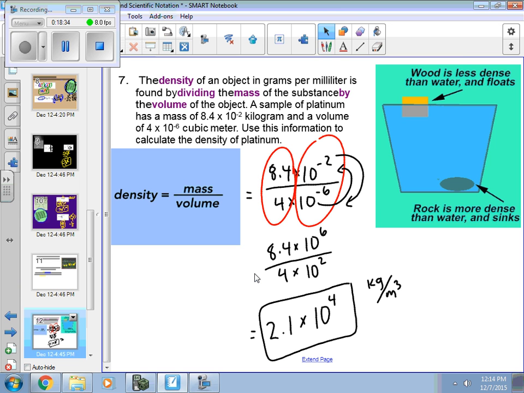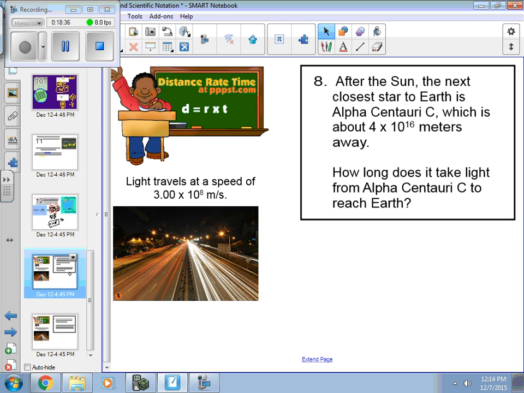All right, let's try some other problems that would use scientific notation. This one says, after the sun, the next closest star to Earth is Alpha Centauri C, which is about 4 times 10 to the 16th meters away. How long does it take light from Alpha Centauri C to reach Earth?